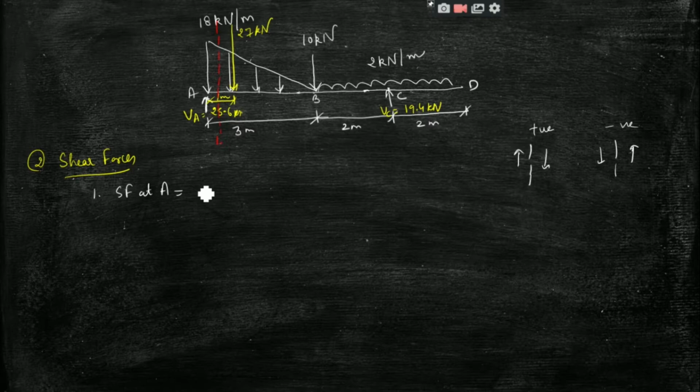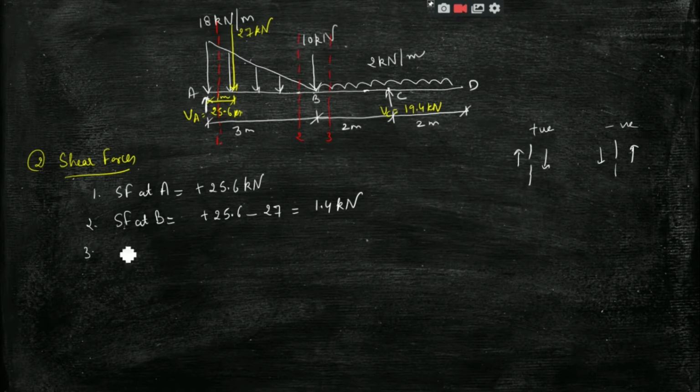Then we will calculate the shear force at B. As I have told you earlier, we will take two sections, one at the left and another at the right hand side of B. Okay, so this is section 2, this is section 3. When I look at the left hand side of section 2, we have two forces: one is this VA and another is this 27 kilonewton load. So plus 25.6, and this downward force is taken negative, so minus 27. So we will get 1.4 kilonewton.